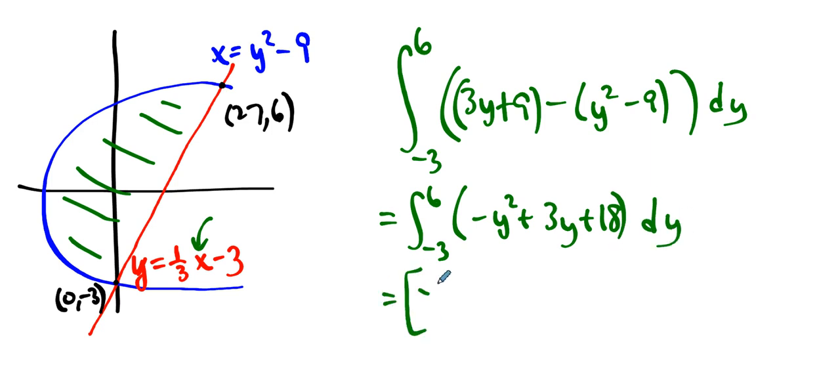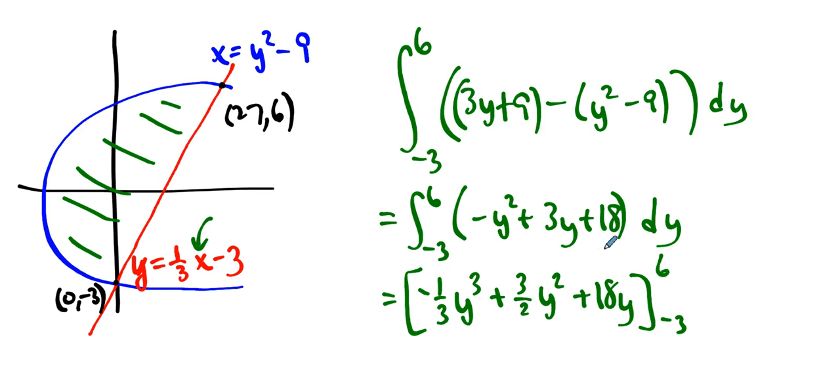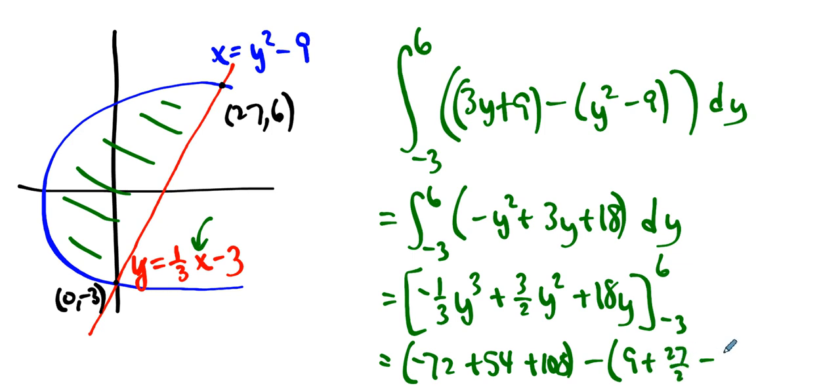And the fundamental theorem says any antiderivative will do. We substitute the 6, we substitute the -3, we get -72 plus 54 plus 108 minus 9 plus 27/2 minus 54, and that's 243/2, which is very guessable. You were going to guess that anyway.